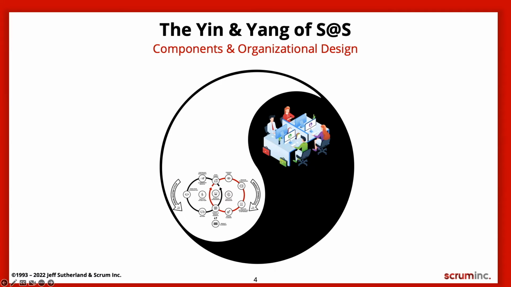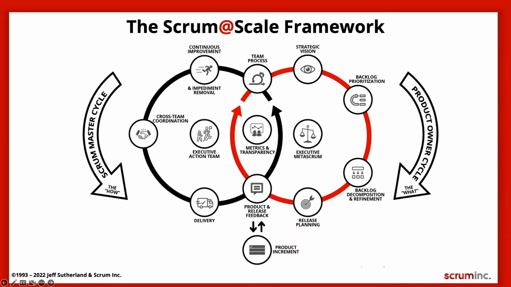And when you take a look at our framework, which is composed of 12 components, plus the increment, of course, that gets sent out to customers, it's divided into two cycles. The product owner cycle that decides what we're going to deliver, and not just from a product perspective, but from a program or portfolio perspective. And the Scrum Master cycle that's all about how those products, from an individual and from a program and portfolio level, actually reach our customers and our end users, and then how we get the feedback from it and keep iterating on this whole process.